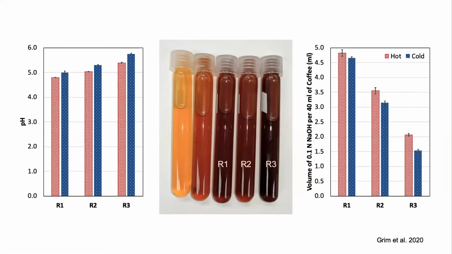We also measured the total acidity. So this is really clear now that cold brew coffee has lower acidity than hot brew coffee. Not only that, if you increase the roast, so light roast versus dark roast, the darker the roast, the lower the acidity. This is true for total titratable acids as well.